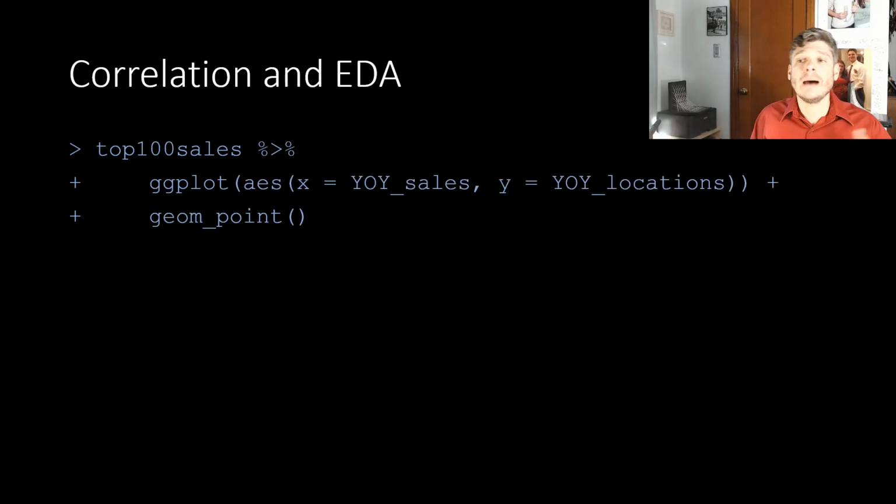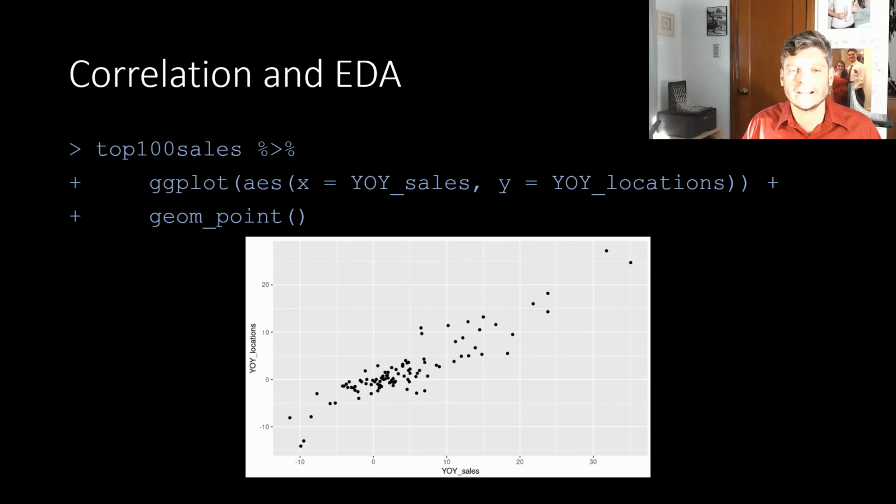So I'm going to create my scatter plot. I'm going to take my top 100 sales, pipe it into my ggplot function, my aesthetics, my x-axis. So my x-axis is going to be the YOY sales. My y-axis, my vertical, will be my YOY locations. And a scatter plot means I'm going to use geom_point. And when I run that, well, there we go. There's my scatter plot. And sure enough, look at that. All my points seem to be lined pretty much in a straight line going up.